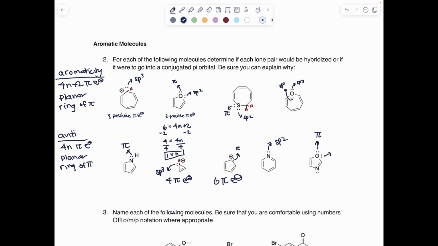And we know it will be sp2 hybridized because the pi electrons will be forming a double bond into the ring, so there's a total of 3 electron domains around the oxygen. And similarly, the lone pair on the nitrogen is also going to be sp2 hybridized because the nitrogen already has a double bond into the ring.